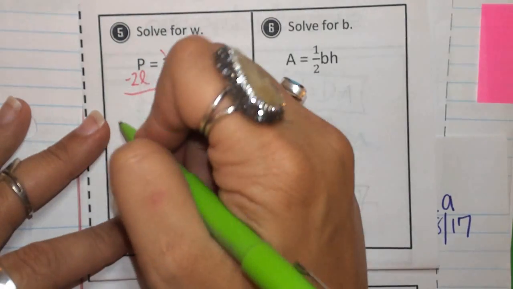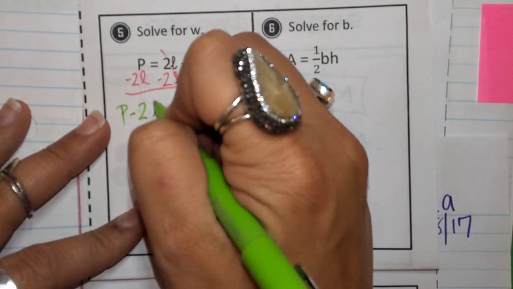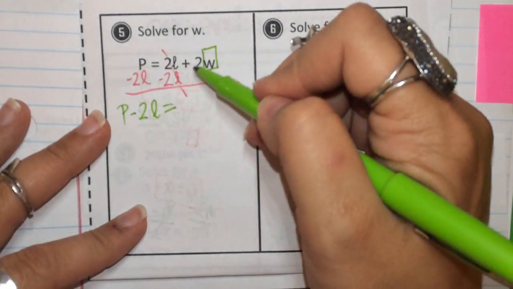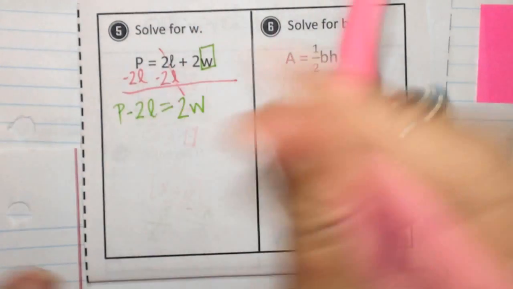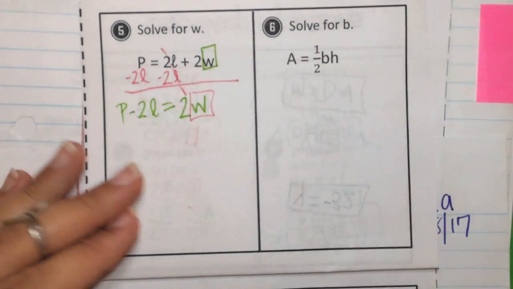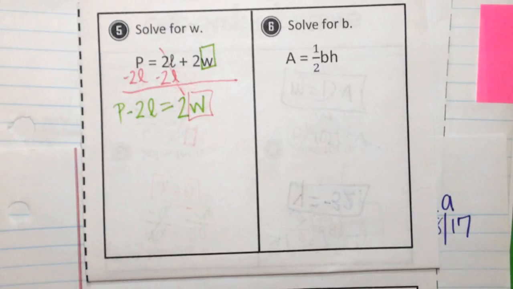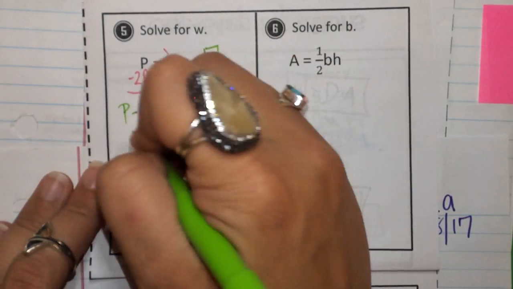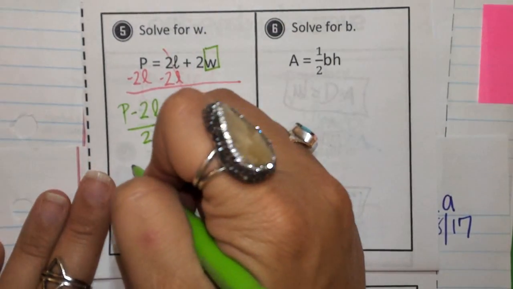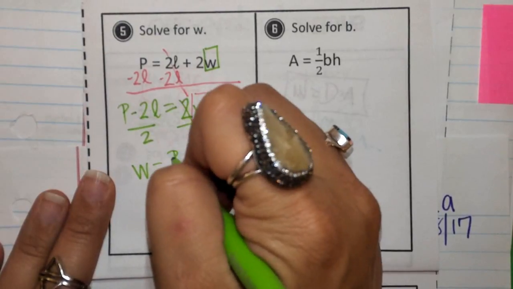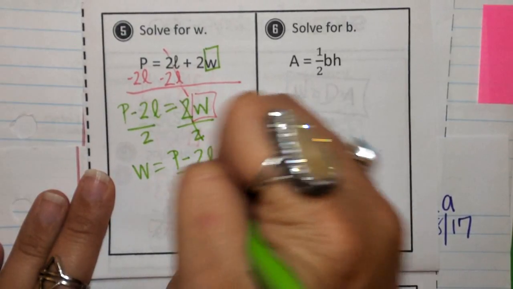Now, what's left is P minus 2L equals, all right, what's left over here? 2W. Is W by itself? So what do we need to do? Divide by 2. Good, take a point. So then W equals P minus 2L divided by 2.